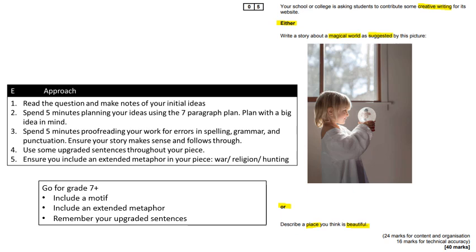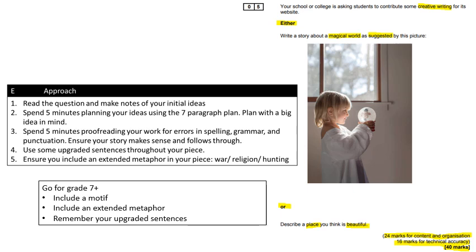Then it says 24 marks for content and organisation. So what you actually write, how you craft, how you organise your ideas. And then 16 marks for technical accuracy, so spelling, punctuation and grammar. And then 40 marks in total.